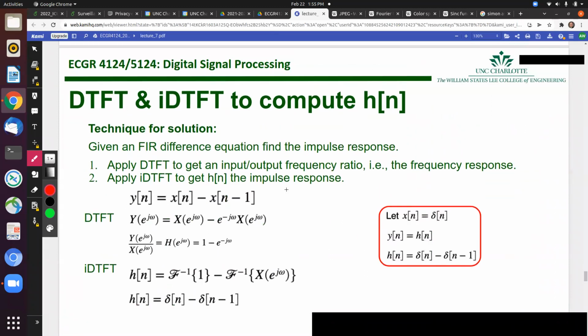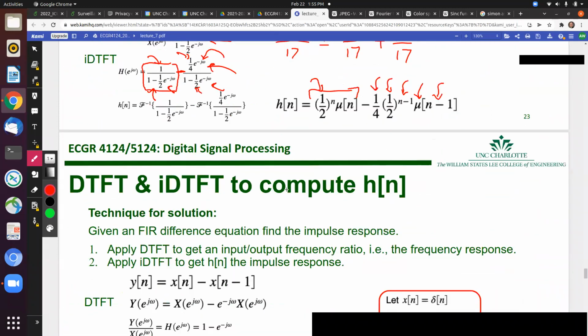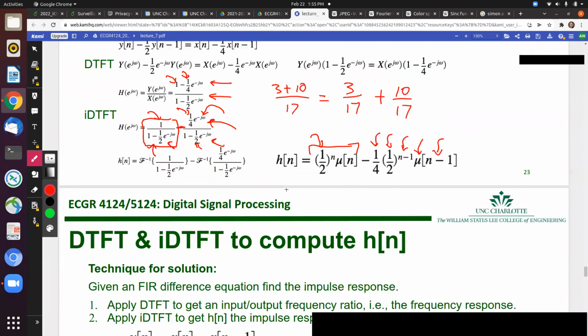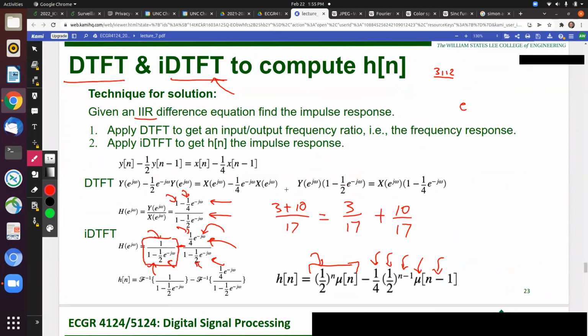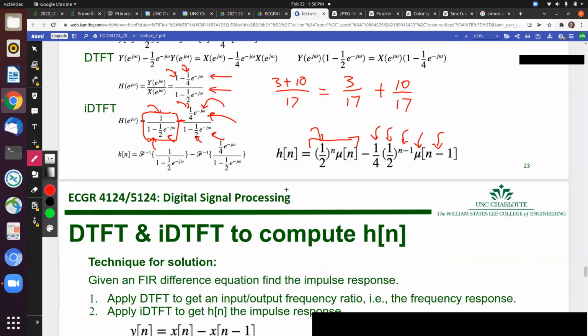Let's see. So we understand this, so we'll move on to the next one. By the way, this is an IIR difference equation. If you have an IIR difference equation, this is a technique for solution. There are a lot of different techniques, but I try to give you a lot of different tools by which to combat the problems that you'll see. And this is how you approach it.